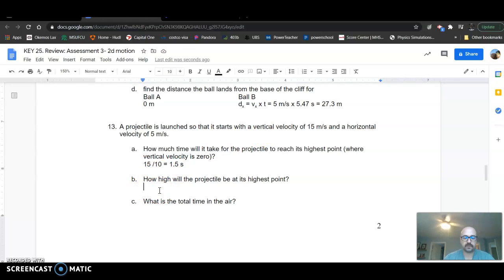How high is it going to be at its highest point? So here's where I use the distance formula. Distance is 1/2 a times time squared. For that, I plug those in. I get half of 10, so 5, times, and I'm using the time to go up, 1.5 squared. So that's 5 times 1.5 times 1.5, which gives you 11.25 meters.